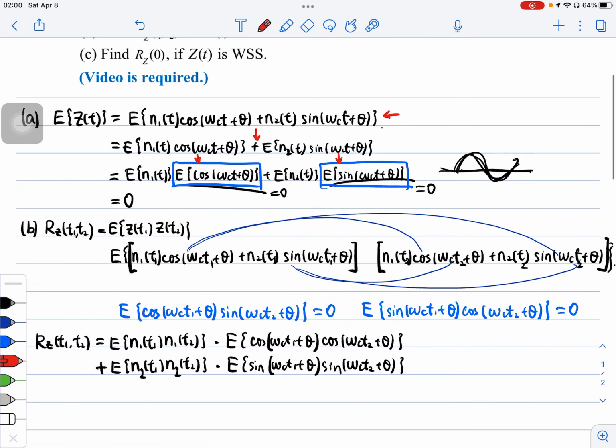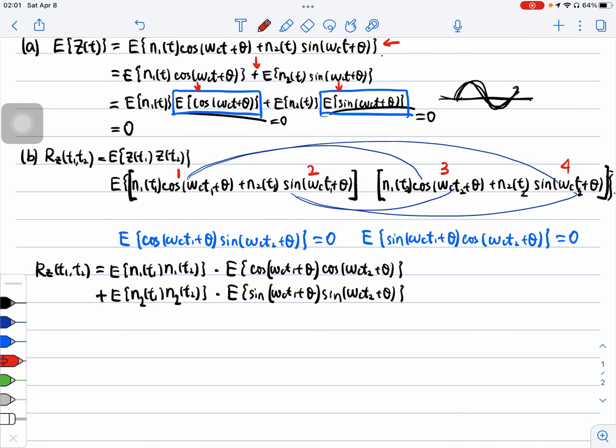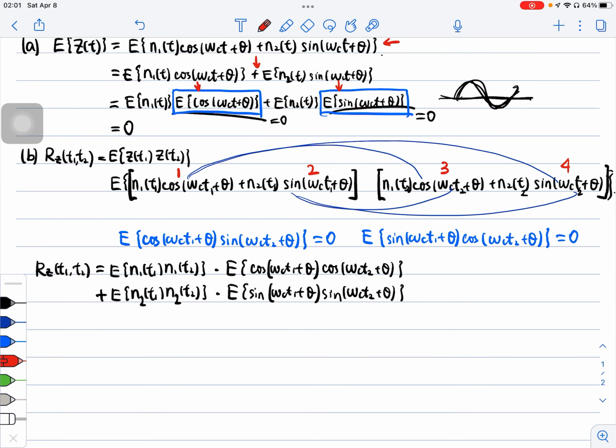The second part, find Rz(t1, t2). We use the same method. We just multiply term 1 and 3, 2 and 1, 4 and 2, 3 and 2, 4. And we know that the expectation of cosine times sine and sine times cosine are both 0. So the Rz function gets to something like this.